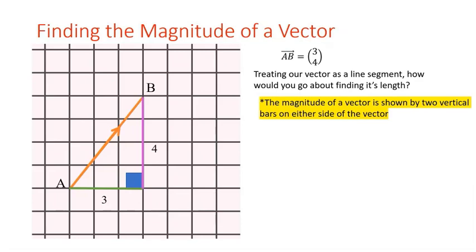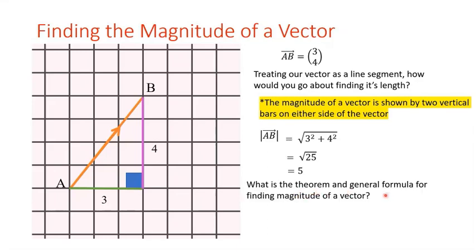Just a point for you to note: the magnitude of a vector is shown by two vertical bars on either side of the vector, like what is shown here. So I would suppose that you would have said that the square of the hypotenuse is equal to the sum of the squares of the other two sides. We'll just solve for the hypotenuse AB. So we would have a square root sign over the sum of the squares of the other two sides. Once we work that down, we'll get 5.